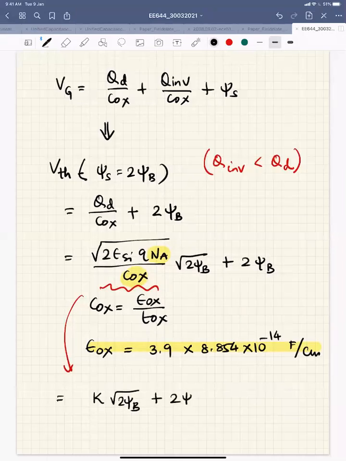So I could also write it as a constant plus 2 psi b, right? So this is your threshold voltage, right? You see your threshold voltage is a function of Na and your oxide thickness, so it is a function of your doping and oxide thickness. So basically for a technology Tox is fixed, right?